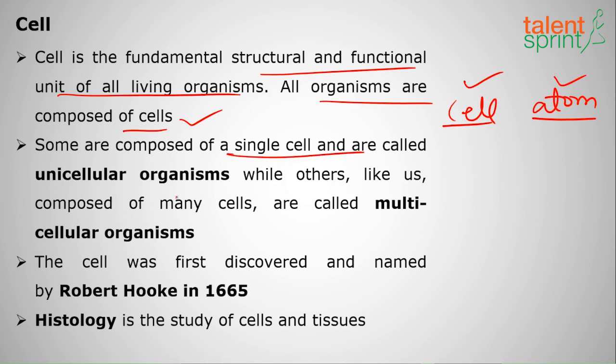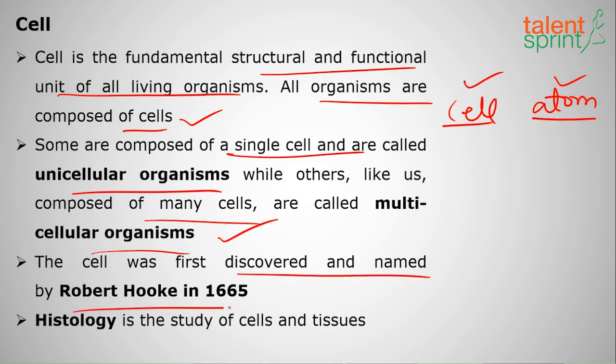If we have only a single cell, these organisms are called unicellular organisms. If we have many cells, those organisms are called multicellular. Human beings are multicellular organisms, right? The cell was first discovered and named by Robert Hooke in the year 1665, and the study of cells and tissues is also called histology. It is a branch of anatomy, which we have seen in the first topic, introduction to biology.